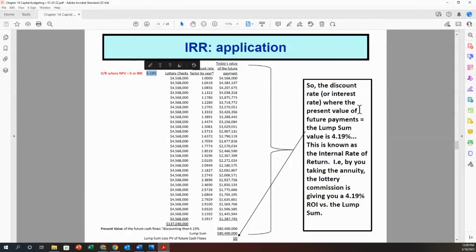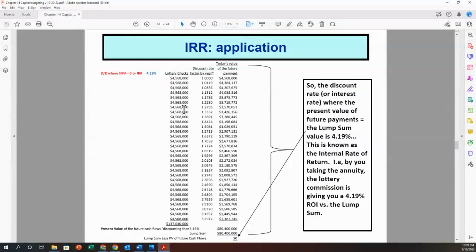So if your position is, look, I'm not going to put it in the stock market, but I'm going to do something a little bit better than T-bills, I want it kind of safe, and I think I can earn 4.1% all day long on the money, then you're completely indifferent. And this is exactly the way the lottery commission sets the lump sum. The annuity is based on their rules, right? The lump sum is basically what the lottery commission does.